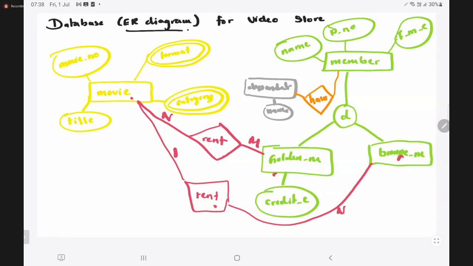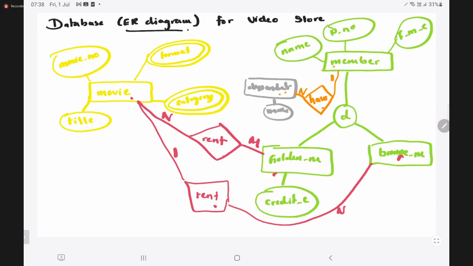Many to many? Okay, let's see then. Right, one member may have a number of dependents, it is more. But one dependent has only one member.